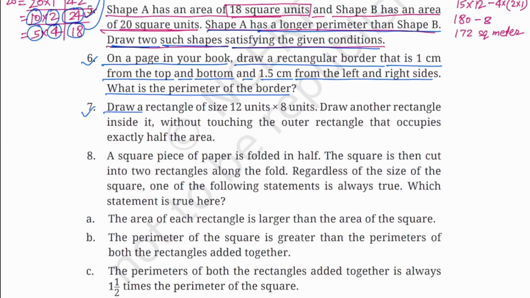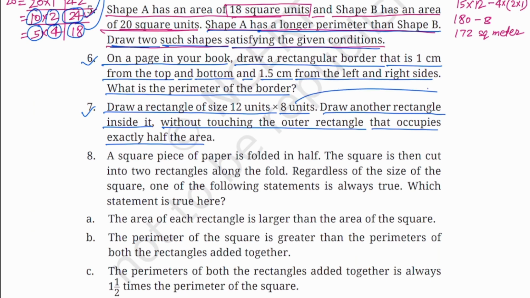7. Draw a rectangle of size 12 units into 8 units. Draw another rectangle inside it, without touching the outer rectangle, that occupies exactly half the area. Area of this rectangle will be 12 into 8, that is length into width, 96. Area of the second rectangle will be half of this area, that is half of 96, that is 48 square units.